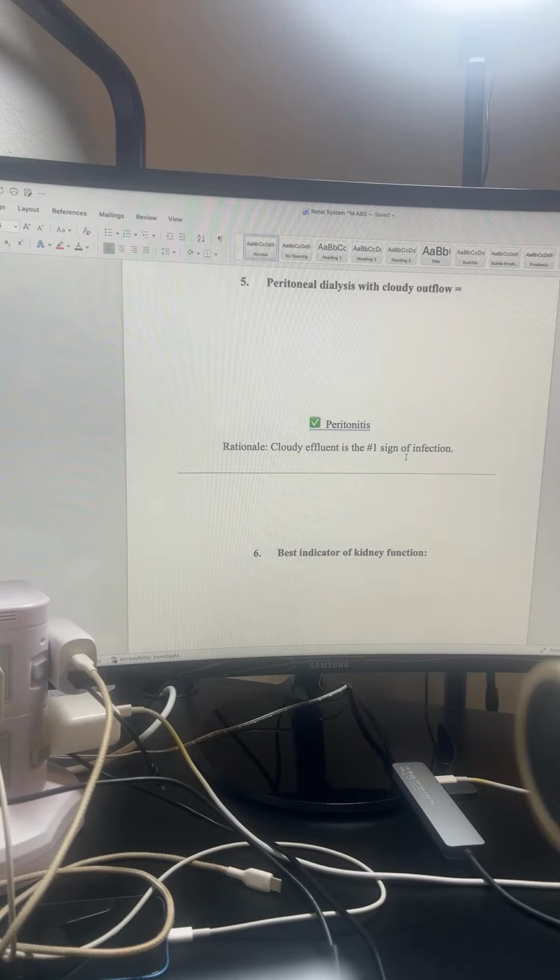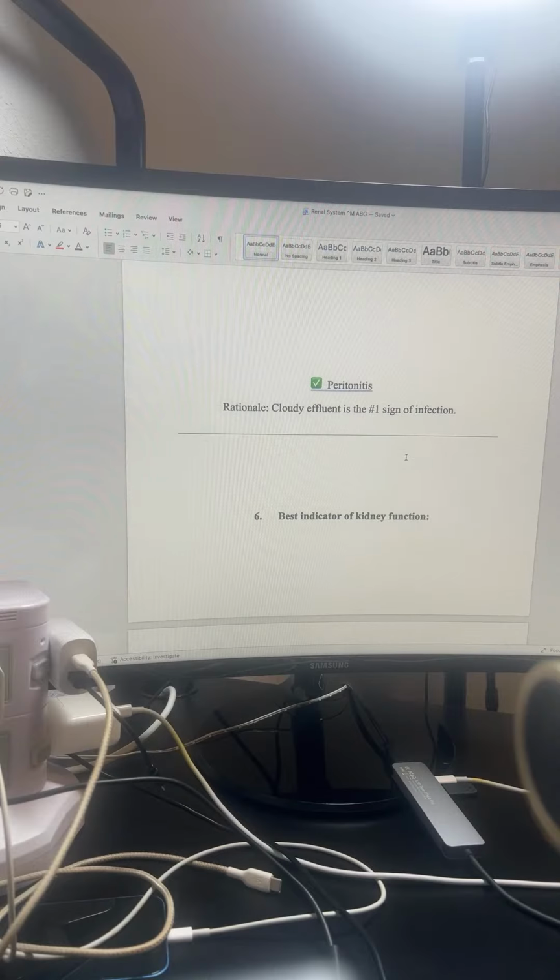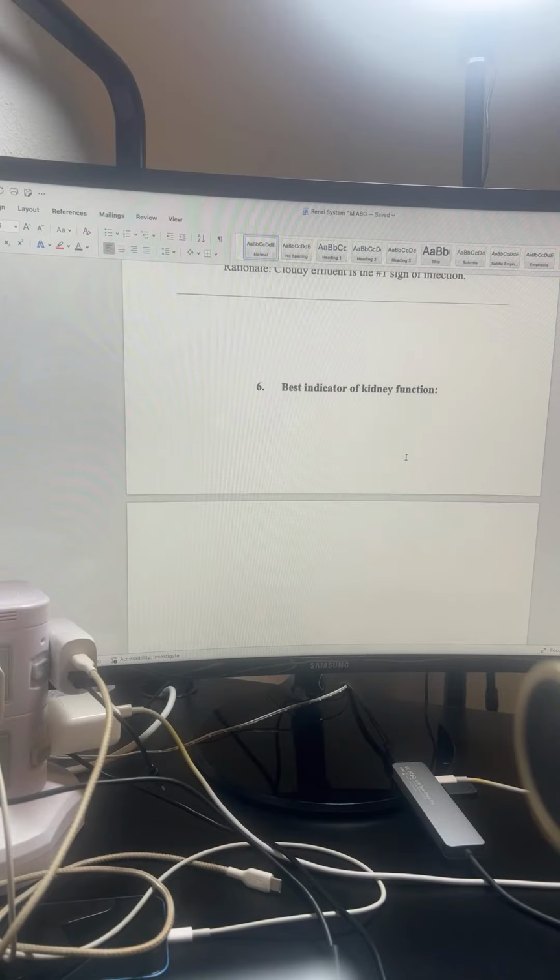What's the best indicator of kidney function? Rigid board-like abdomen, fever, and cloudy effluent, definitely, you want to take them to the OR for that. BUN and creatinine. BUN and creatinine are the best indicator of kidney function. But if you're supposed to choose one, which one would you choose?